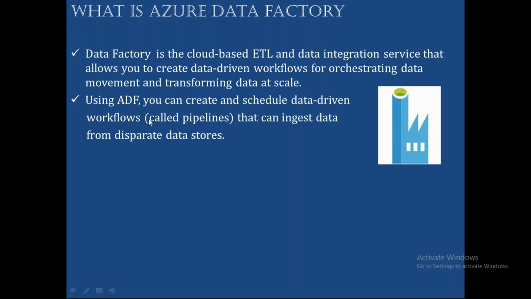What will these workflows be called? These workflows are called pipelines in Azure Data Factory. Now, what these workflows are going to do is ingest data from disparate data stores. Disparate data stores, meaning it can fetch data from different storages, maybe SQL database, file system, REST API, and many more things. Even if I list down all the names, you will not be able to understand those things, because as our sessions go, you will be able to understand everything. Okay, next.